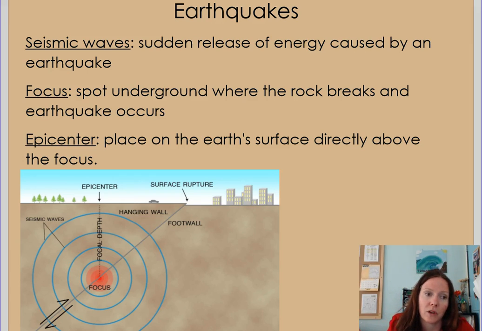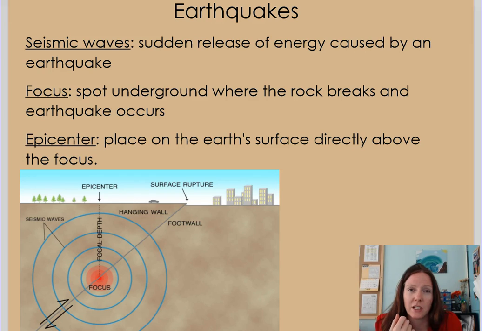Some more vocabulary words. Now we're going to be looking at the earthquake itself and the energy that is released during an earthquake. So the seismic waves are just like any other waves. They're caused by a disturbance. Again, this is the sudden release of energy when the earthquake occurs. And they travel just like any other waves. The energy travels out in the form of waves. And we'll look specifically at what types of waves are generated in just a minute.